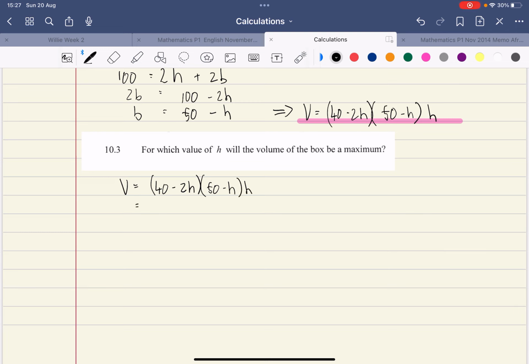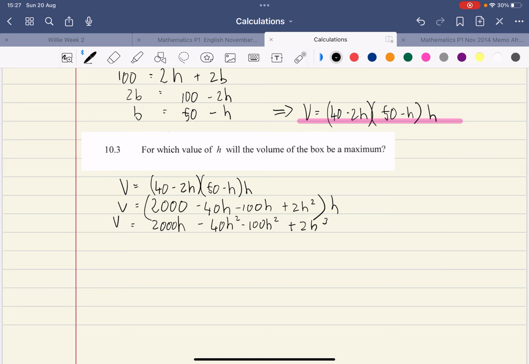And now we're going to just multiply out. So 40 times 50, 2,000. If I'm correct in my arithmetic? Yes. Minus 40h, minus 100h, plus 2h squared. And then remember, all of this is times h. So really what we have is 2000h minus 40h squared minus 100h squared plus 2h cubed.